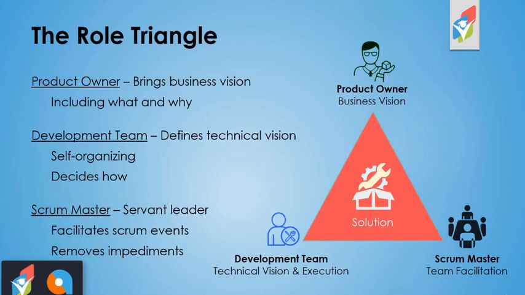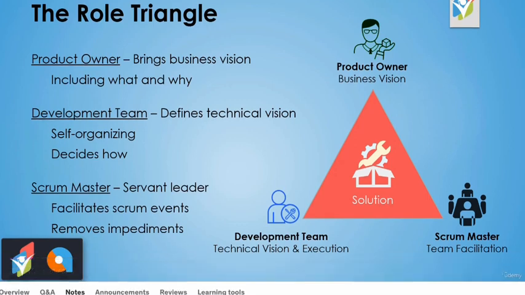We're going to talk about the three roles we've already talked about. The first one is the product owner. That's the person that's bringing that business vision to that development team, to the team. They're including what the business needs and why they need it.